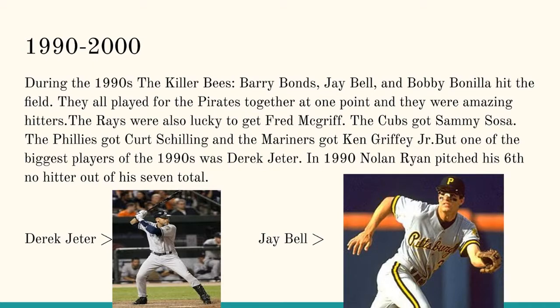The Rays were also lucky to get Fred McGriff. The Cubs got Sammy Sosa, the Phillies got Curt Schilling, and the Mariners got Ken Griffey Jr. But one of the biggest players of the 1990s was Derek Jeter. In 1990, Nolan Ryan pitched his sixth no-hitter out of his 7 total.